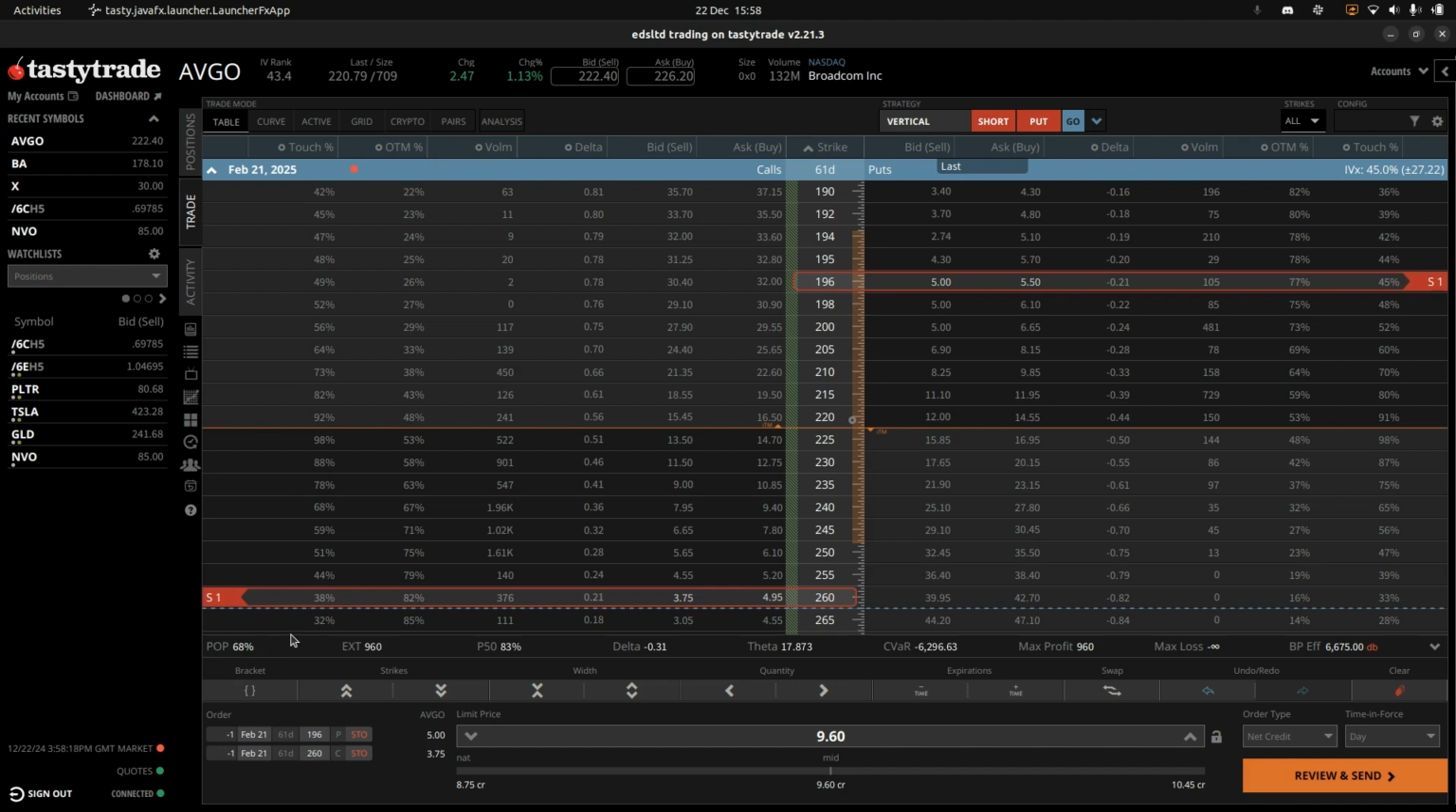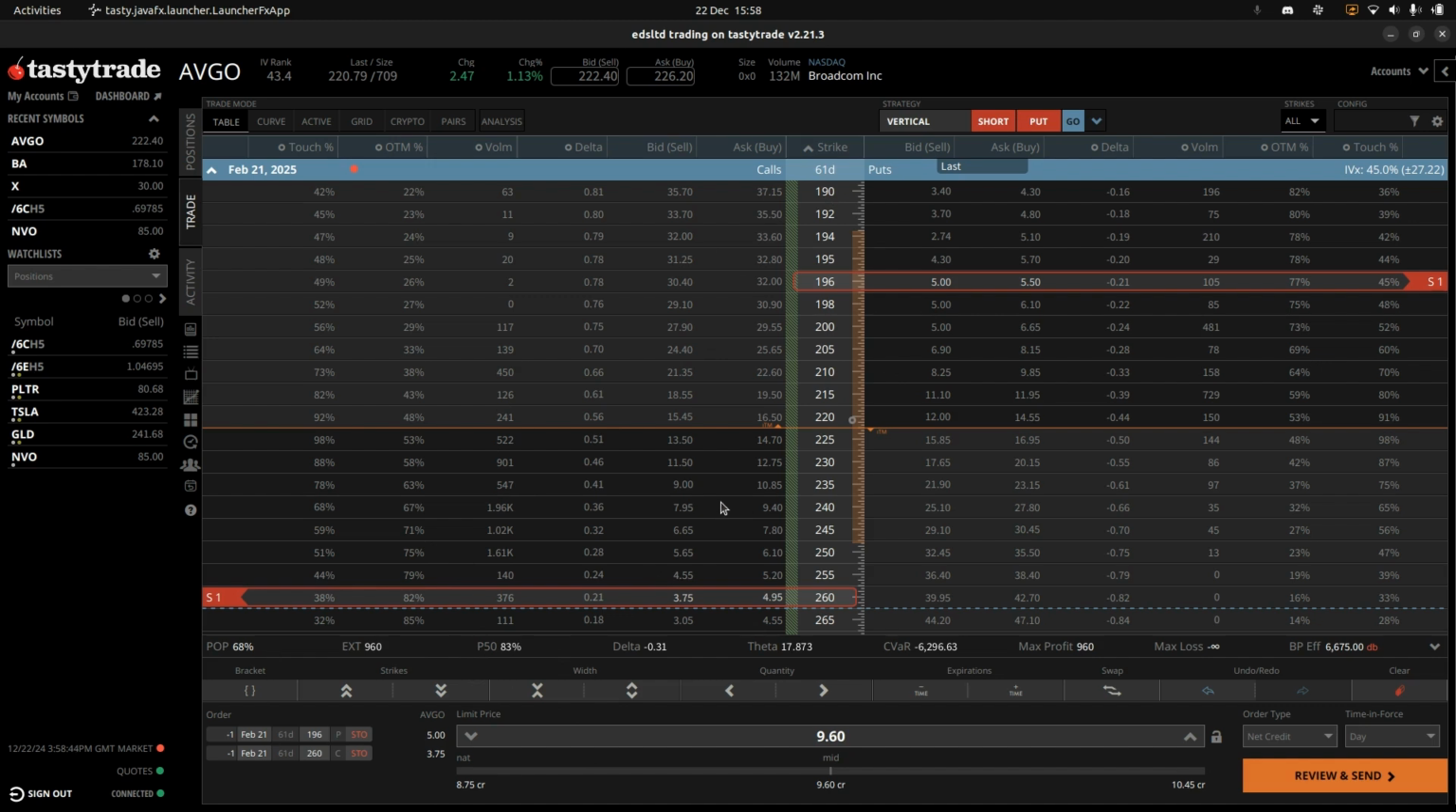Now, instead of waiting all the way until expiration, what we can do is simply exit the position once we've hit 50% of our max profit. And if we were to do that, we've got an 83% chance of being able to do that at some point between now and the next 61 days. So very, very high probabilities of success that we are looking at.